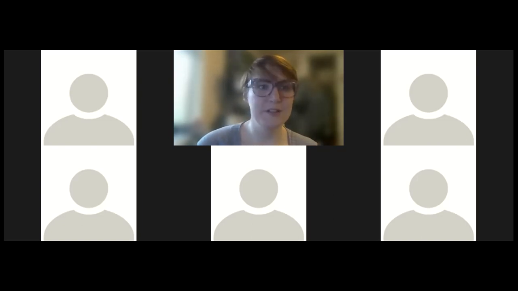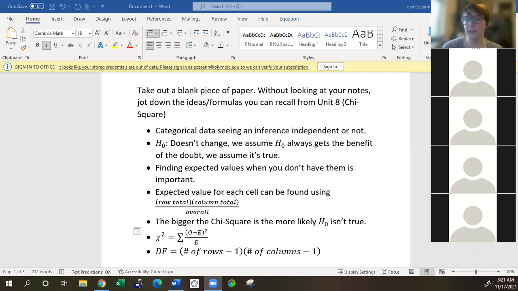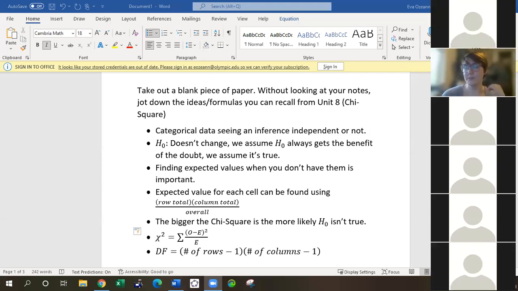So I'm just going to share this screen with you guys so you can see the ideas that we jotted down. I'll also shoot this out in an email or post it on the notes. So this is everything that you guys said was important, which is amazing because it's almost exactly what I would say was important from this section.